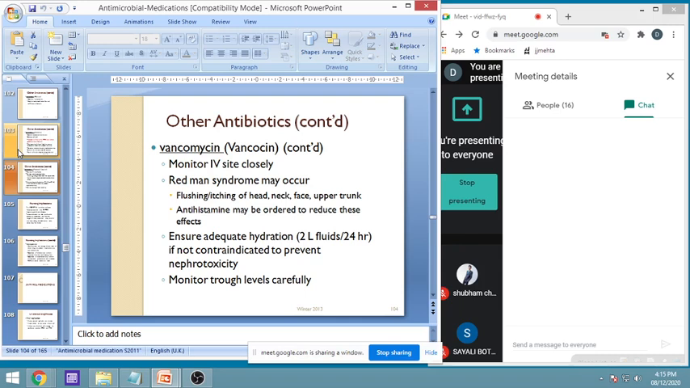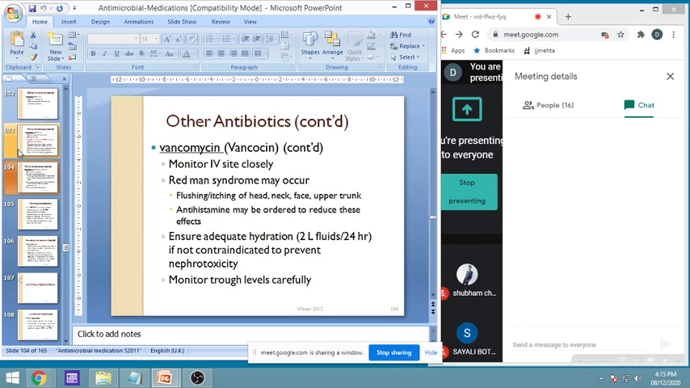Again, here also adequate hydration has to be maintained, and if hydration is contraindicated, then it cannot be used. Otherwise, it should be done. Monitor the trough levels carefully.